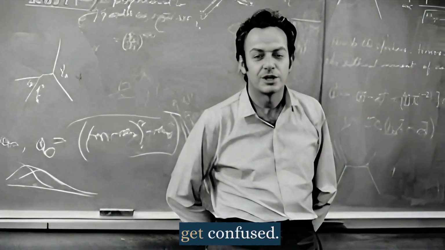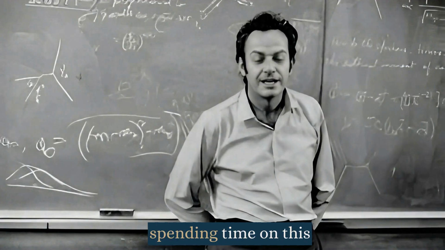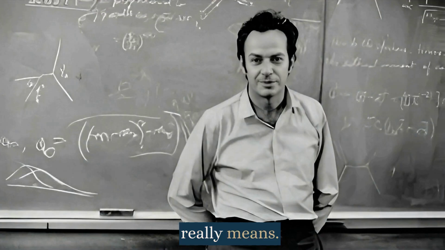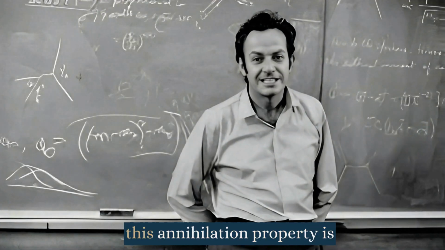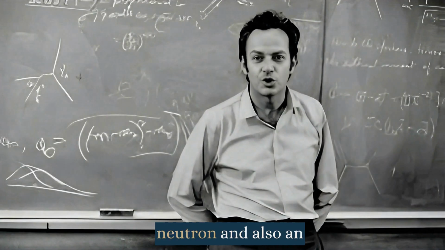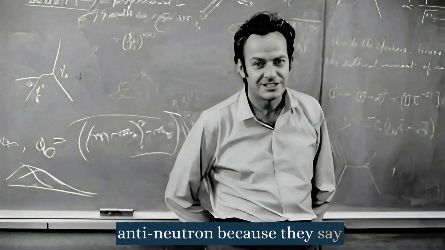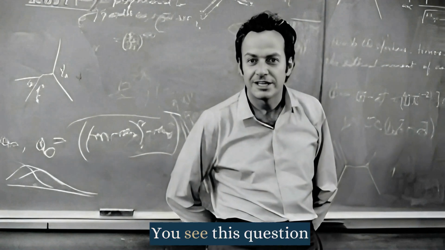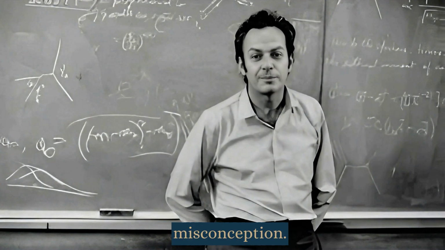Now here's where people get confused. And well, it's worth spending time on this because it reveals something deep about what anti really means. The reason we emphasize this annihilation property is that people do not understand it when we say there is a neutron and also an antineutron, because they say, wait, a neutron is neutral, so how can it have the opposite charge? You see, this question reveals a common misconception.